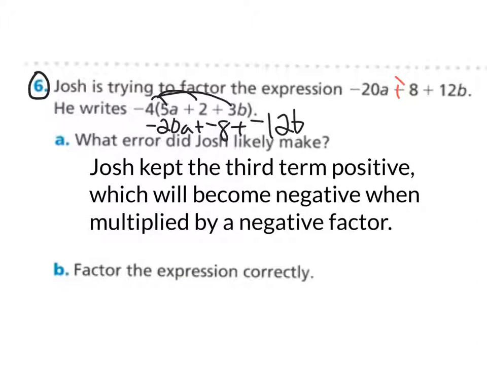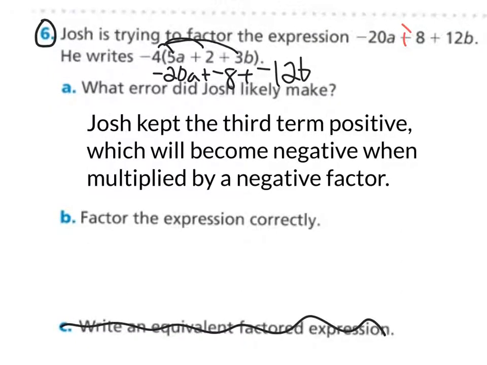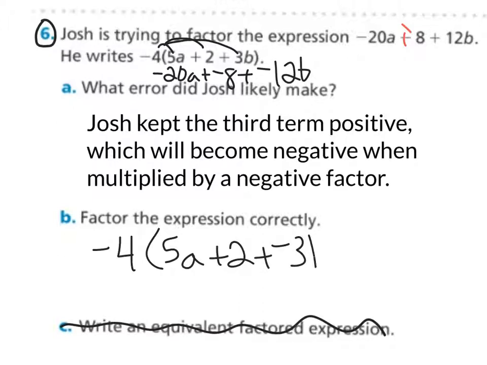All right, and then part B, they want us to factor it correctly. So the first two were correct. It's just the last one. We should have had a -3b instead of a +3b.